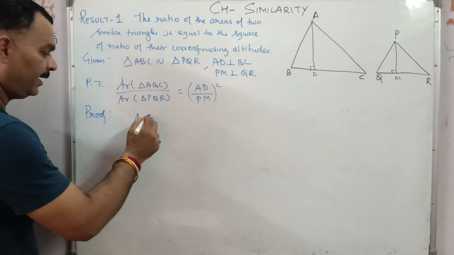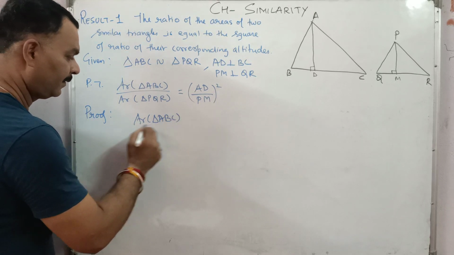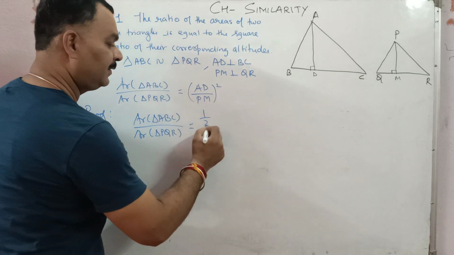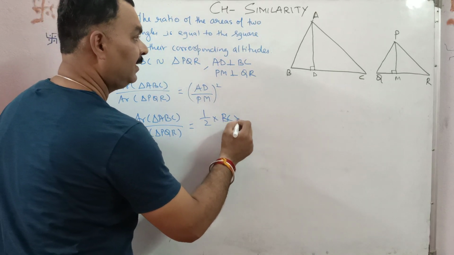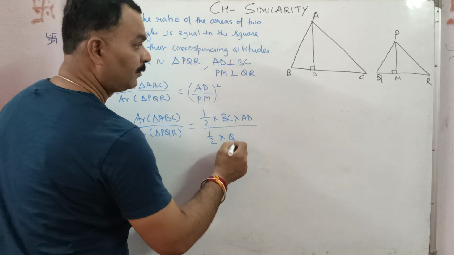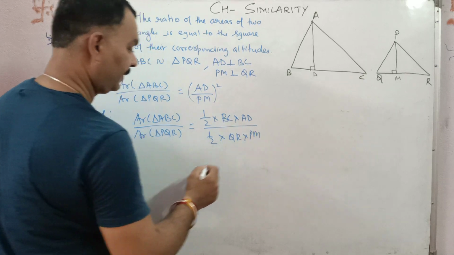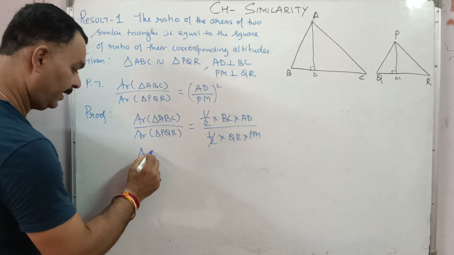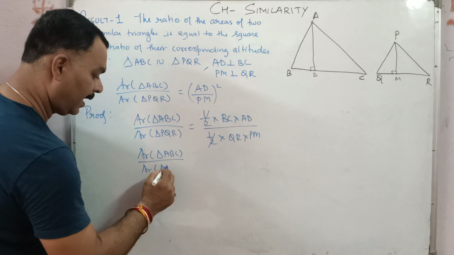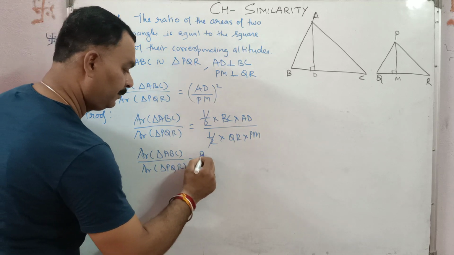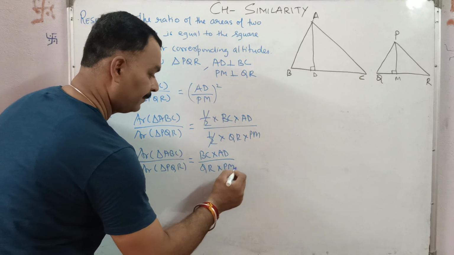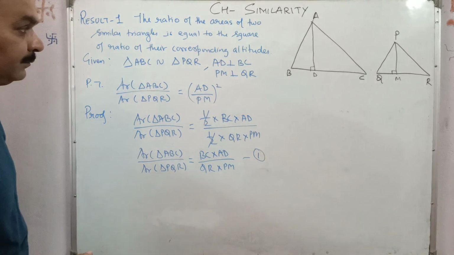Let us start with the area of triangle ABC to the area of triangle PQR. Half base into height, that is half BC into AD, over half QR into PM. Half cancels out. So the area of triangle ABC to the area of triangle PQR is equal to BC cross AD upon QR cross PM. Let this be equation 1.